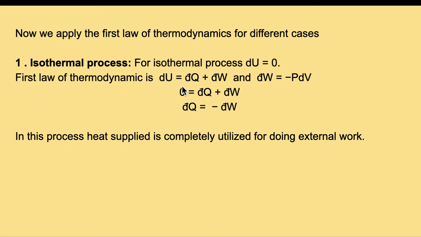And the first law of thermodynamics is dU equals d̄Q plus d̄W, and you can write this d̄W as minus PdV. That means in place of dU, you are writing 0. So 0 equals d̄Q plus d̄W, or d̄Q equals minus d̄W. So in this process, the heat supplied is completely utilized for doing external work.